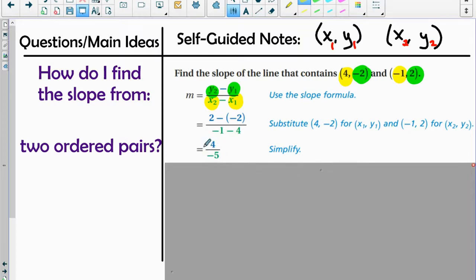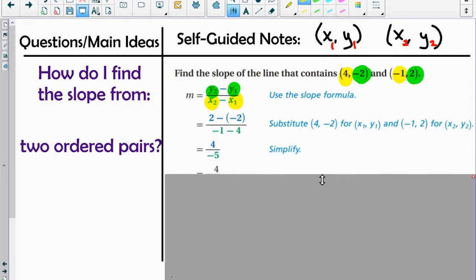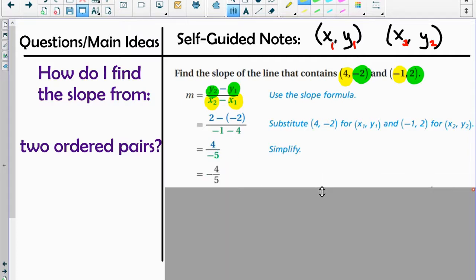The only thing left to do is to simplify the fraction. It won't divide out evenly, so we just check to see if there's something we can do to simplify. And we can't simplify 4/5. However, we never like having a negative in the denominator, so the one thing we can do is divide. A positive divided by a negative is a negative number. The slope of the line that goes through the points 4, -2 and -1, 2 is -4/5.